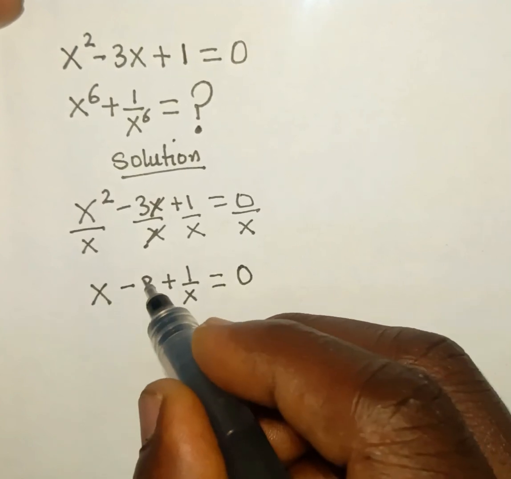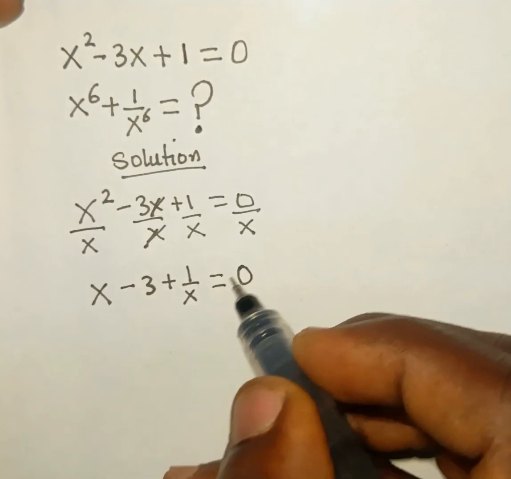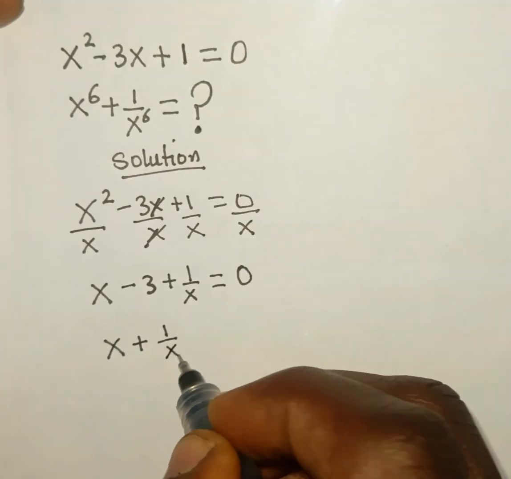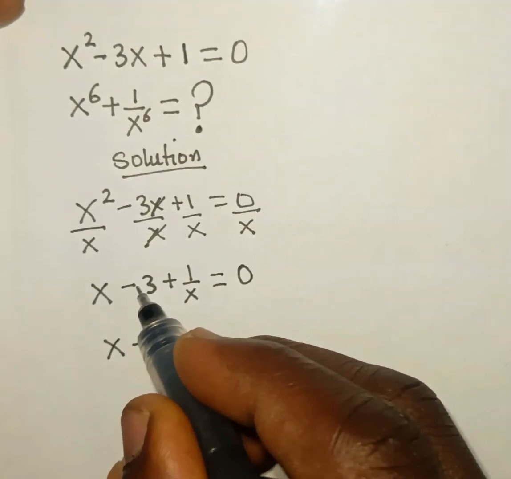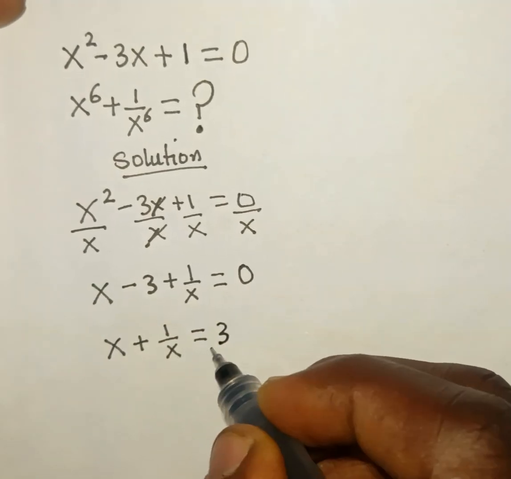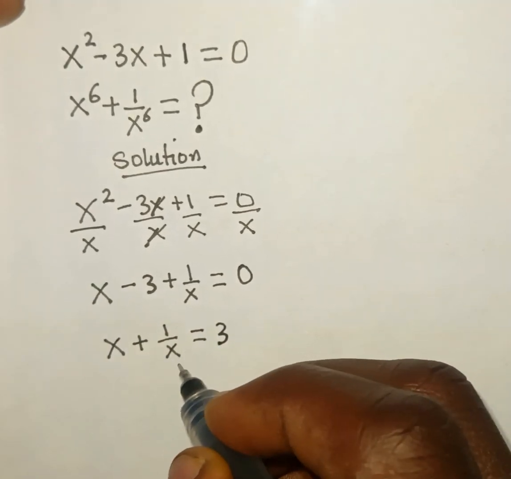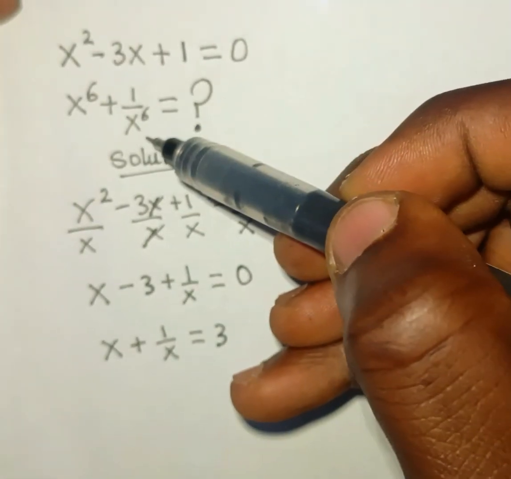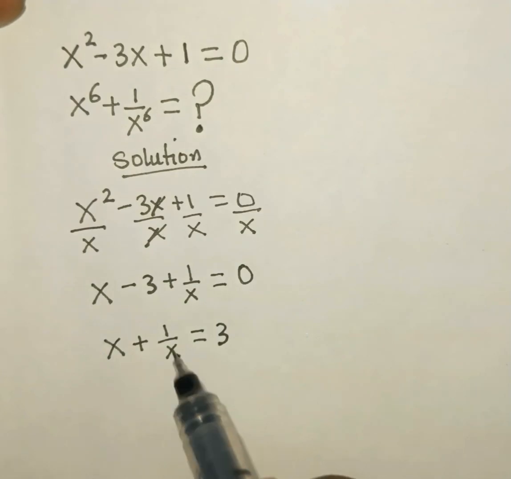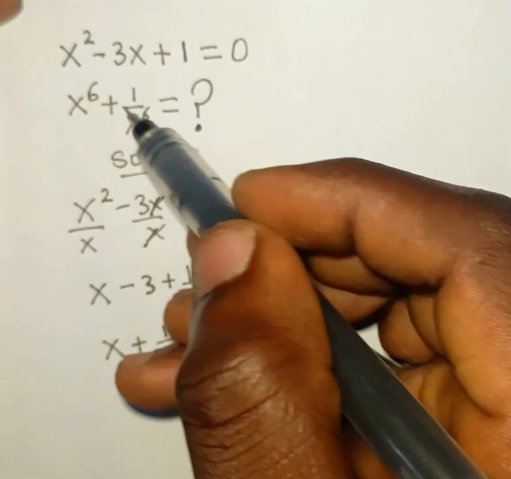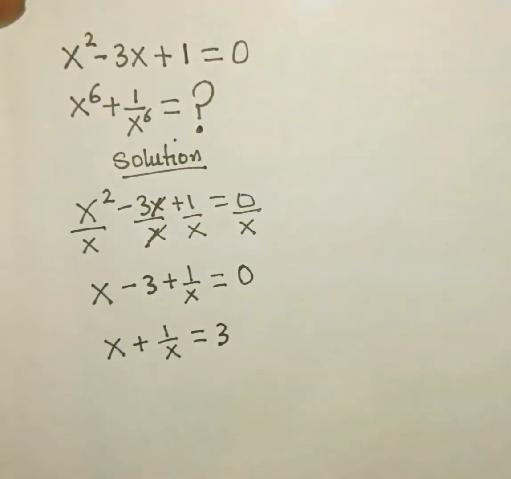So the next thing we're going to do is to take this constant to the right hand side. So we're going to have x plus 1 all over x, which is equal to, when this negative 3 crosses an equality sign, it becomes positive 3. Now we have x plus 1 over x. As you can see, it's in the form of x to the power 6 plus 1 over x to the power 6 on the left hand side. So the next thing we're going to do is to try to make the power to be 6. This is our interest. Now what do we do?